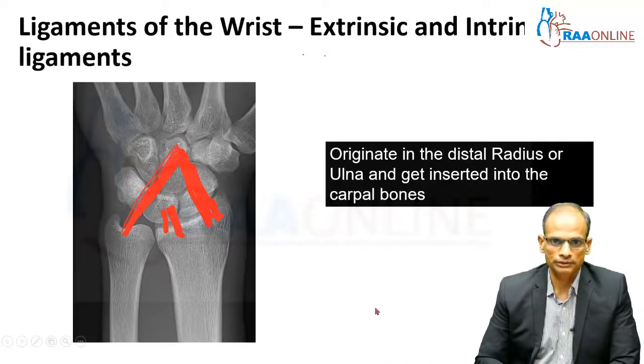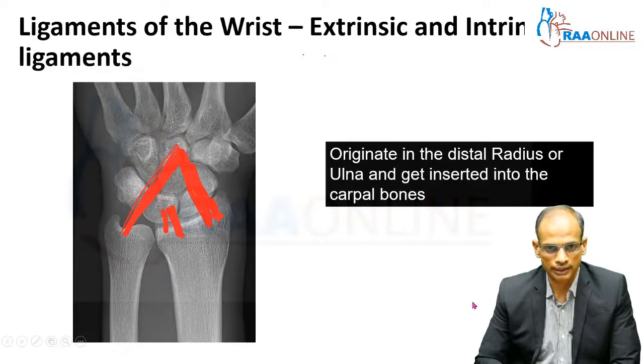Now coming to the ligaments of the wrist, they are like many other joints. They are the extrinsic ligaments and the intrinsic ligaments. What are the extrinsic ligaments? The extrinsic ligaments originate either from the radius or the ulna, and they get attached to different carpal rows.